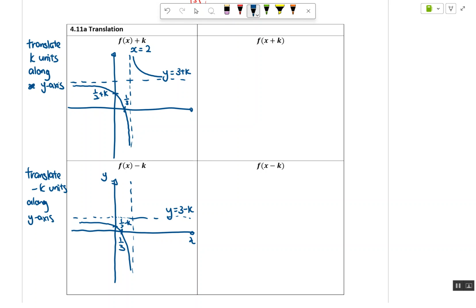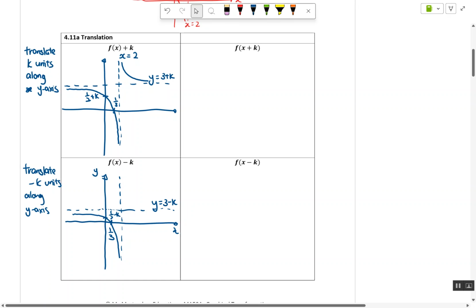Okay, so there are two things about transformation that you have to know. Number one, are we making change to the y? If we are making change to the y, it all makes sense. Plus means move up, minus means move down. But if we are making a change to the x, that's where the whole thing is going to be a bit counterintuitive.